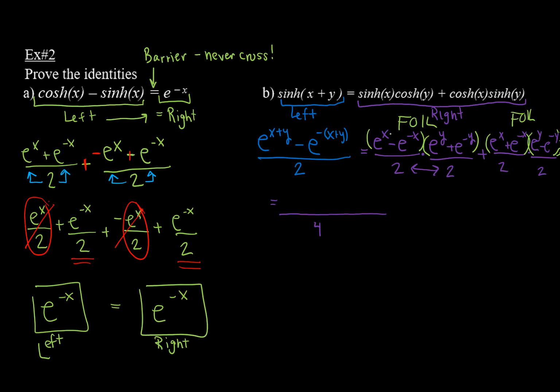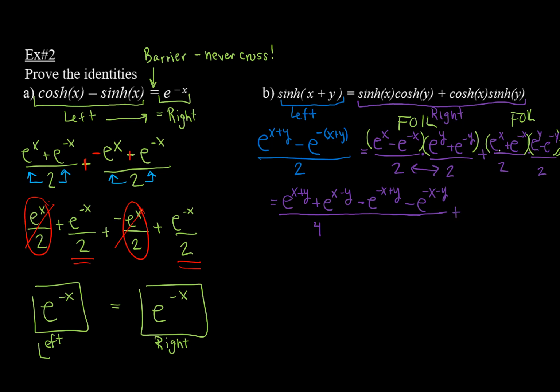So when I FOIL it, I'm going to multiply my e to the x times e to the y, and that's going to be e to the x plus y, because remember, I multiply like bases, add their exponents. E to the x times e to the negative y, I'm going to have plus e to the x minus y, and then I'm done FOILing this out, and then I'm going to have negative e to the negative x times e to the y. This is going to give me negative e to the negative x plus y. And then negative e to the negative x times positive e to the negative y is going to give me negative e to the negative x minus y.